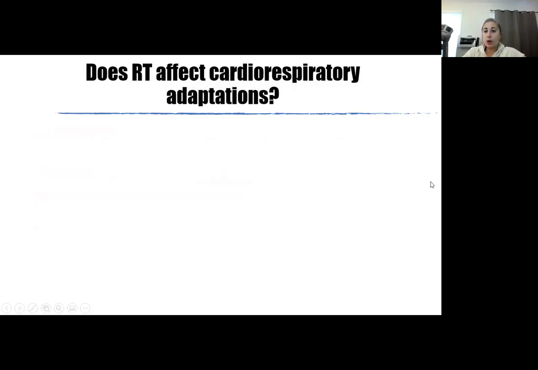So here comes a question you might have. If you do resistance training, will that affect your cardiorespiratory adaptations? Let's say you were a runner and you decided you wanted to start some resistance training. Is it going to affect your running? Now, if you're going to start resistance training 5 days a week and run 5 days a week, yes, it will. But let's say you're adding in 2 to 3 days a week of muscular endurance level resistance training, or even strength, or hypertrophy.